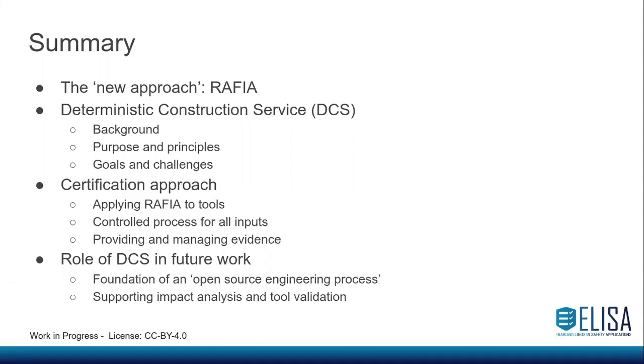I'm going to talk about a couple of things today. I'm going to talk about the new approach to safety that Codethink have been developing, which we've talked about at ELISA before, and which we've recently given a name, RAFIA. I'm going to tell you about the tool that we've certified, which is called the Deterministic Construction Service, or DCS. I want to talk about the approach that we took to certifying DCS and the part that RAFIA played in that. And then finally, I'll talk about the role that DCS can play in certifying a Linux-based OS.